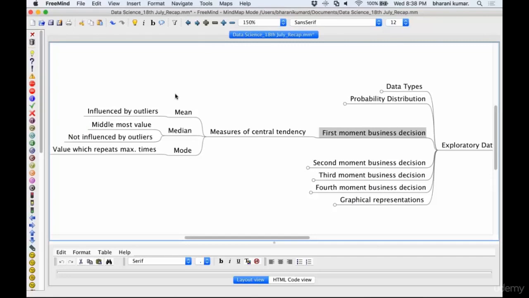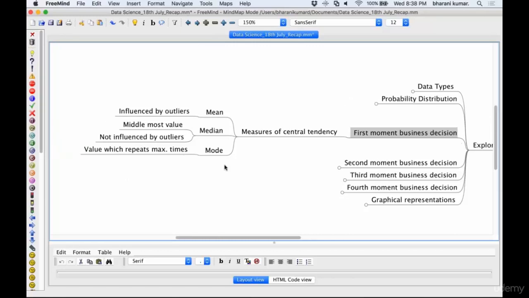So what is the best measure if you have outliers? If you have outliers, median is the best measure. Median is the middlemost value, and median is not influenced by your outliers. And we have mode. When you have non-numerical data, you will go with mode when it comes to measures of central tendency. And the value which repeats itself maximum times is called as mode.